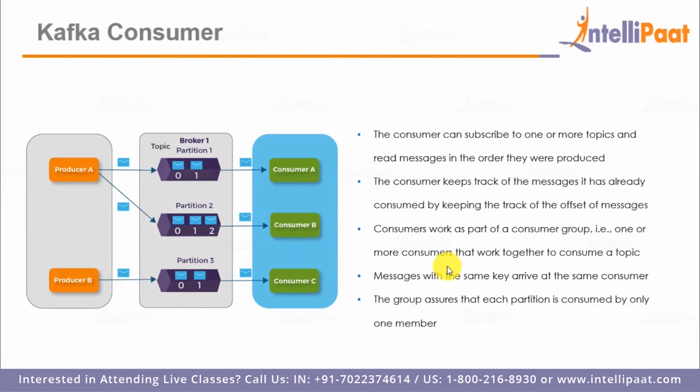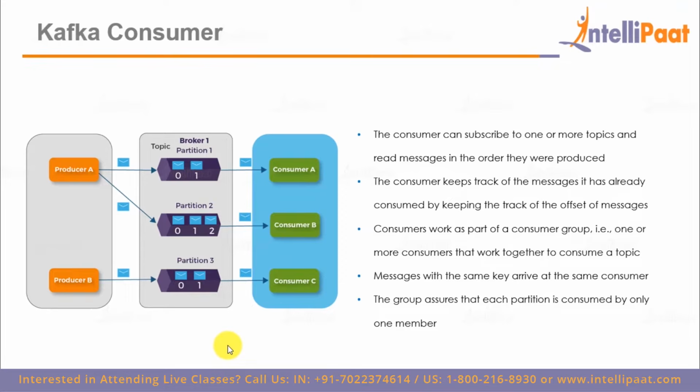So consumers can also work as a part of a consumer group. So as we see over here, we've got a consumer group. That is, we've got one or more consumers that work together to consume a topic. So over here, we've got 3 consumers present in a consumer group. We've got consumer A, consumer B, and consumer C. And all of these 3 consumers are consuming only this one particular topic.